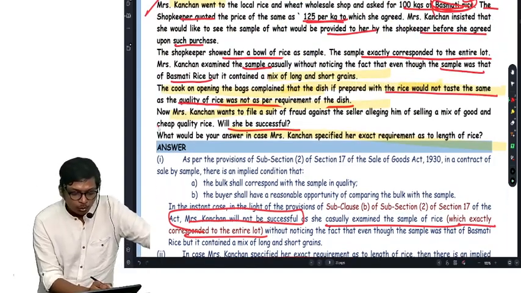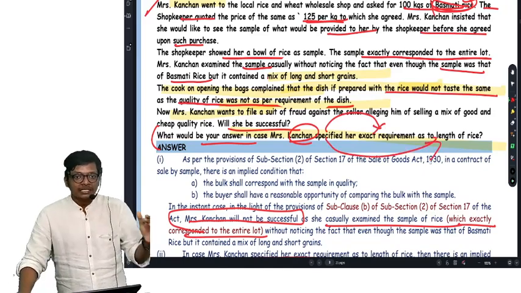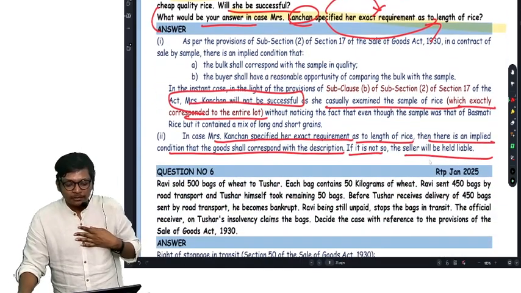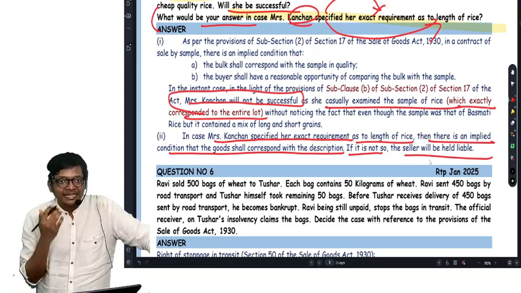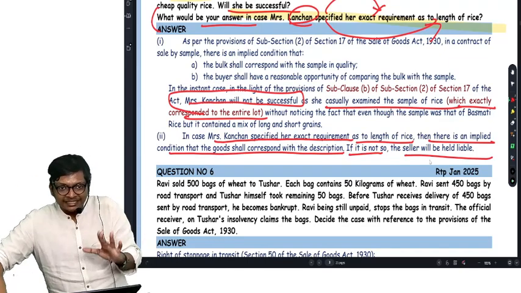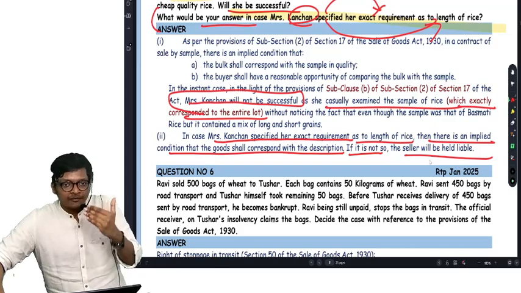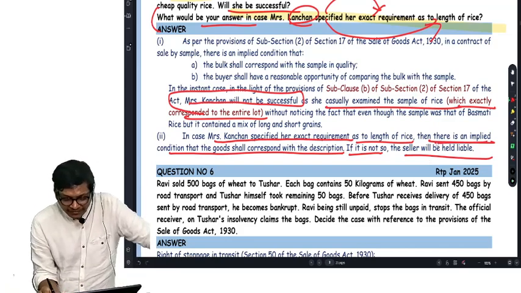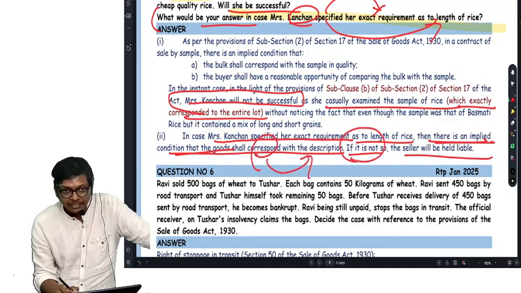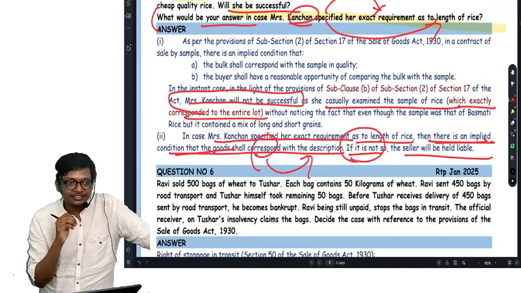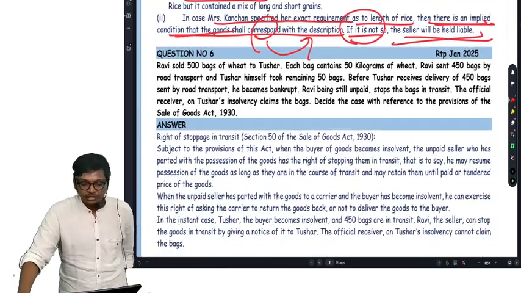What is the second case? What would your answer be, in case Kanchan specified her requirement? Then the implied condition as to sample will not come, the implied condition as to description will come. Description means I did not look at samples, I want long size rice, I need a 16 GB RAM phone, I don't know how to check that sample. 16 GB is what I want, when buying that is what I will buy. So if the description is given, then there is an implied condition that goods shall correspond with description. If it is not matching, after she told she wants long size rice, still if she gets mixed, then the seller will be held liable because the implied condition is not met.